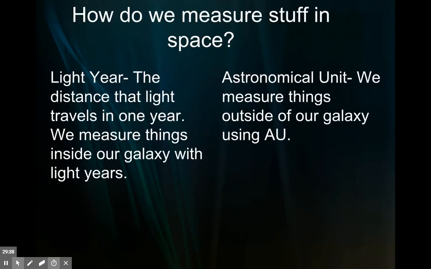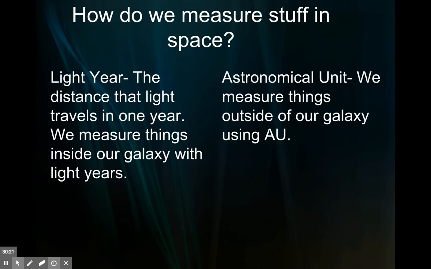How do we measure stuff in space? You need to know the difference between the two. One of them is on your study buddy: light year is on your study buddy. Astronomical unit is not, so if you have your notebook, just jot the differences down. The only thing that you need to know is that with light years, we measure things inside of our galaxy. So it has to be inside of the Milky Way for us to use light years to measure it. And it is the distance that light travels in 1 year.